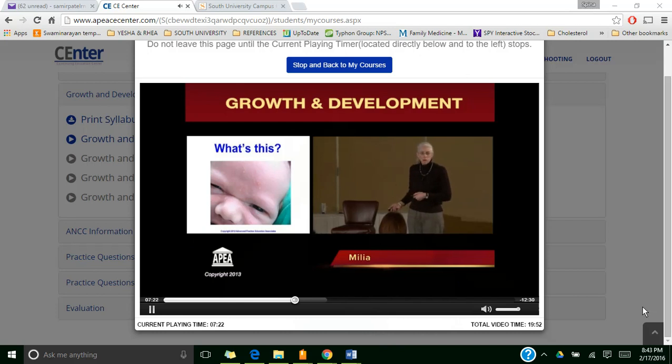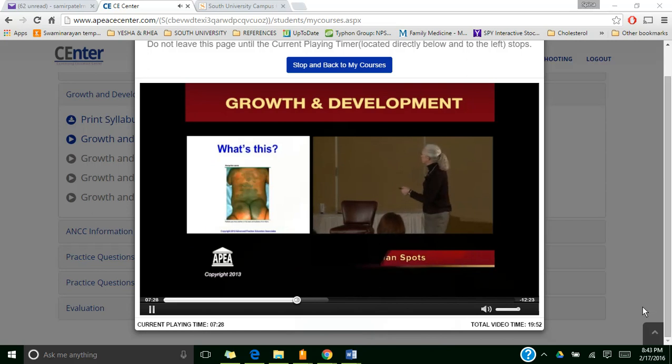Look at this picture. What is this? Mongolian spots. They're very, very common. I want you to look at the color of the skin of this baby. We see Mongolian spots way more commonly in babies with dark skin, and so be on the lookout for that. And then what do we see here? What do we call those? We call it stork bites.